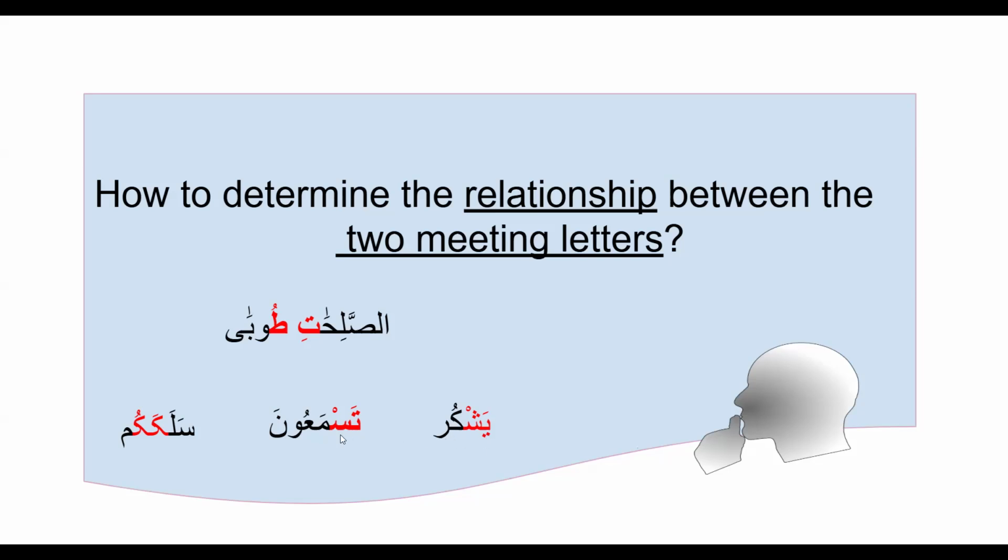Here is an example of the two meeting letters within the same word. Yashkur, tasma'una, salakakum. So the two meeting letters here are the ya meeting sheen, ta meeting seen, kaf meeting kaf. In short, the two meeting letters can be any two letters which come next to each other when you pronounce them together. Okay, it can be within the same word, or it can be between two words.